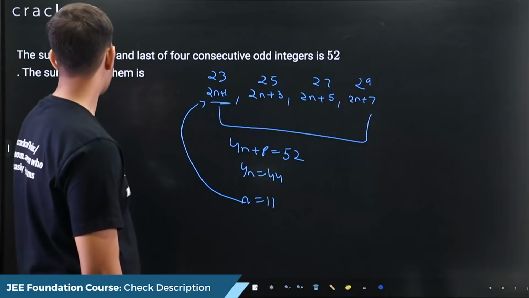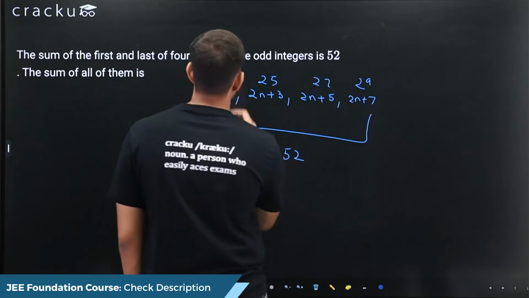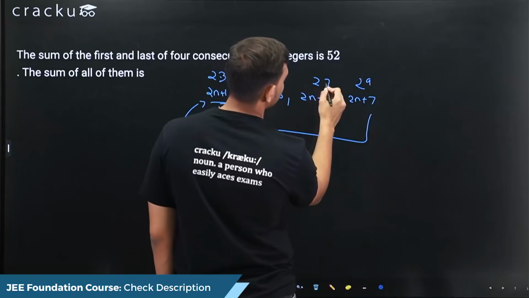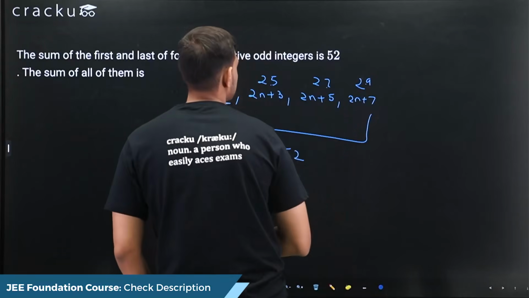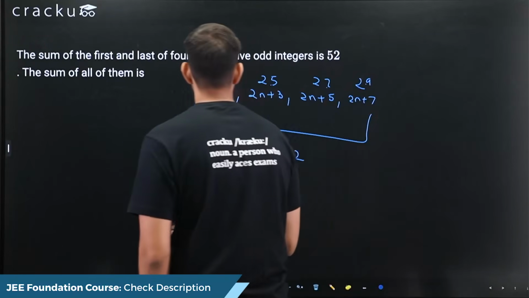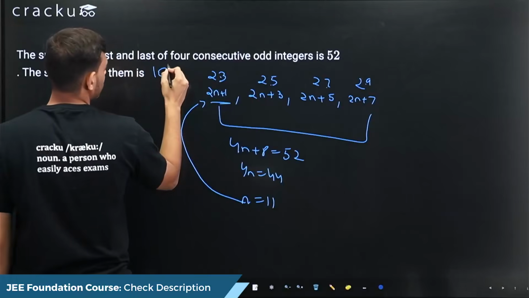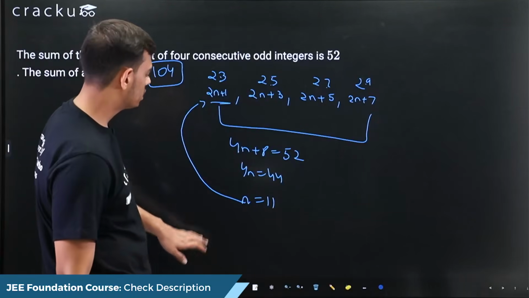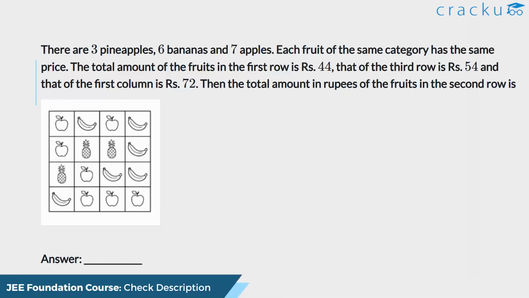Now the sum of all of them is 23 plus 25, 48, and 27 plus 29, 56. This comes out to be 104. The sum of all these odd integers comes out to be 104.